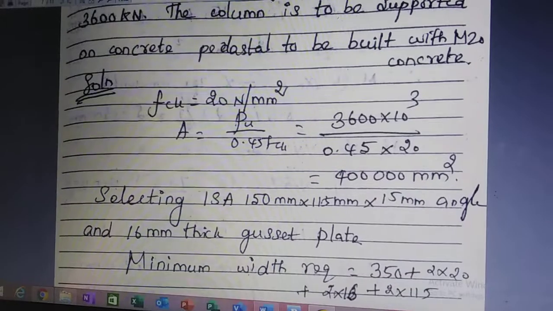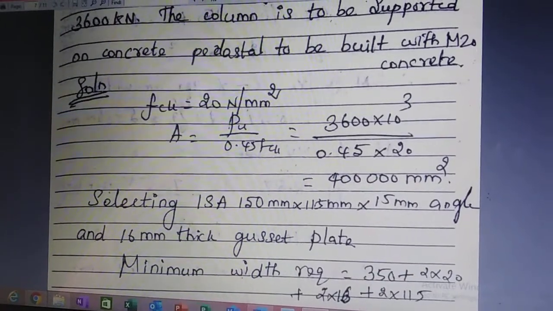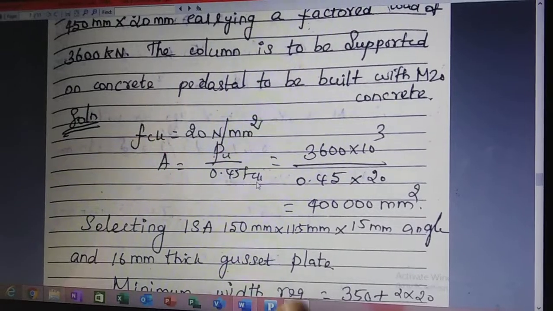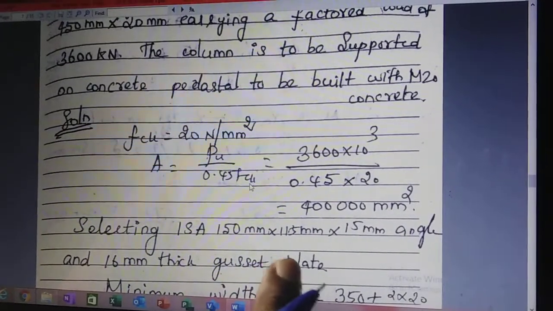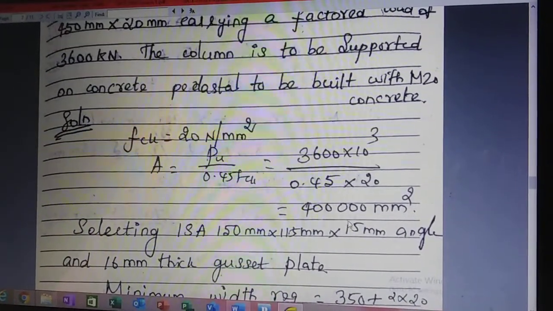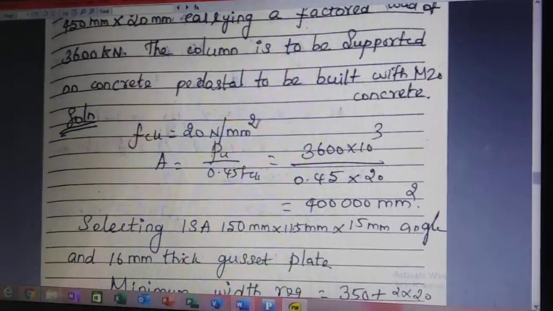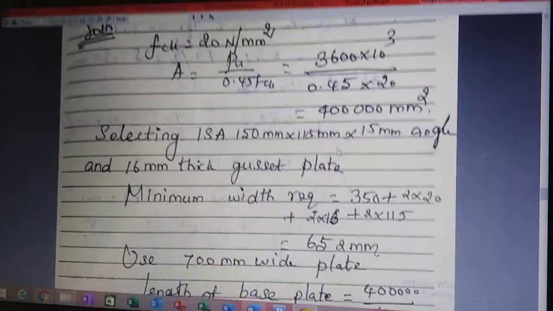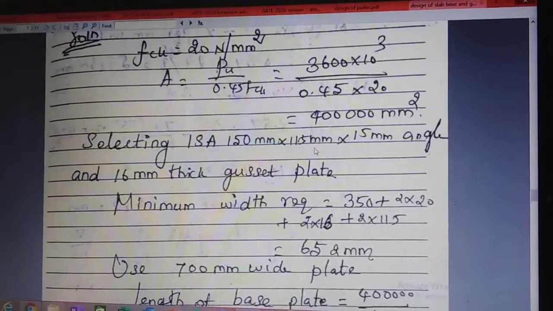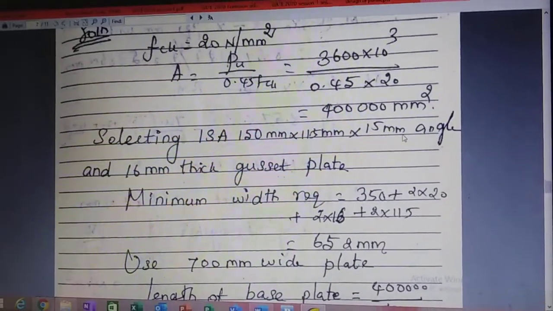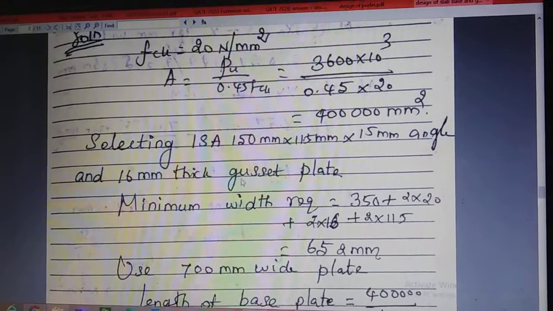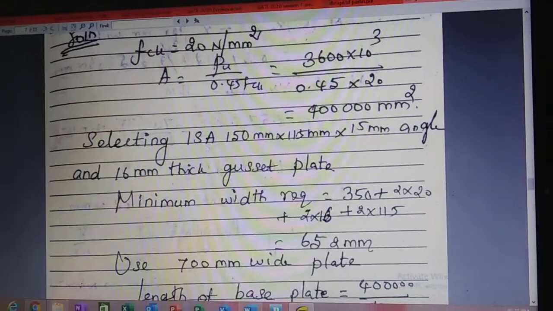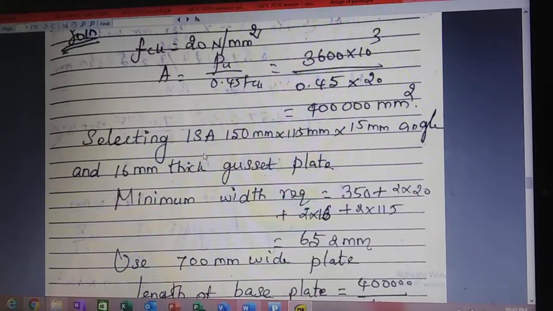The first step is the same thing. We have to calculate the area required by the bearing strength 0.45 fck. It gives 4 lakhs mm square. Normally in all problems, you select the size of the gusset angle as ISA 150 mm by 115 mm by 15 mm thickness, and the gusset plate thickness as 16 mm. You please assume these two commonly for all problems.